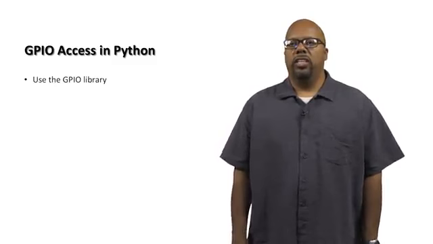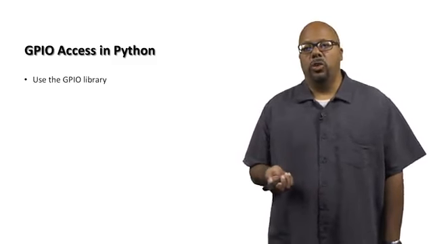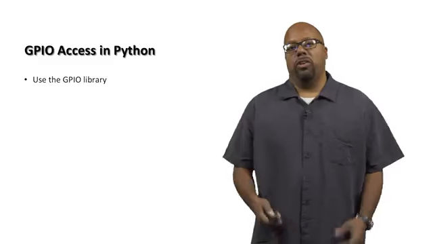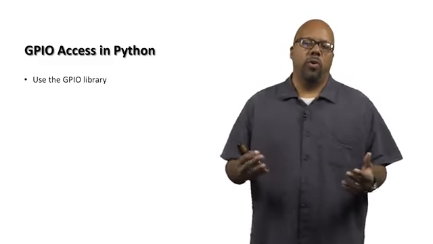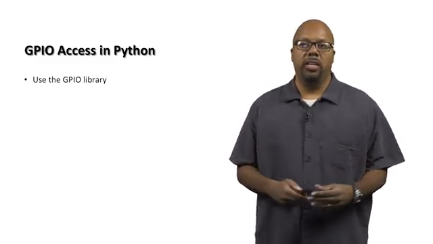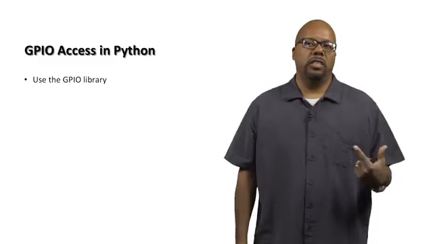So let's look at it from the Python point of view. First thing you need to do is use the GPIO library. Python for Raspberry Pi has a GPIO library just for controlling and observing these pins. So you're going to have to use that. That means at the beginning of your Python program, you're going to have to import the library.